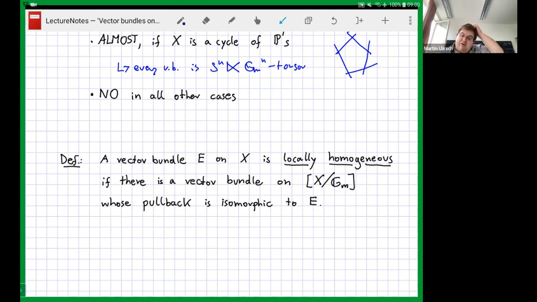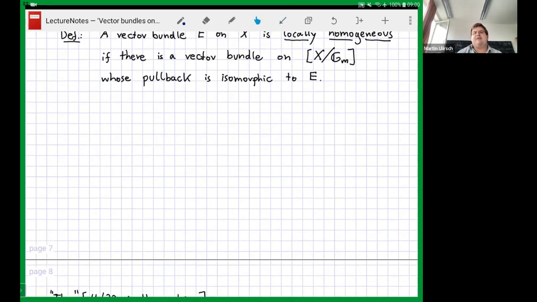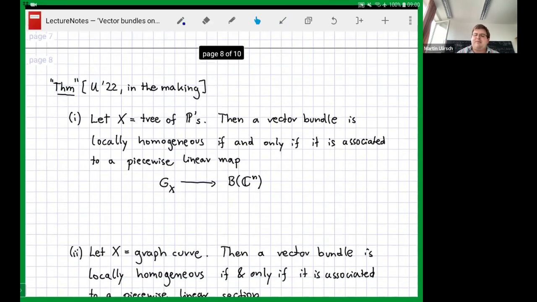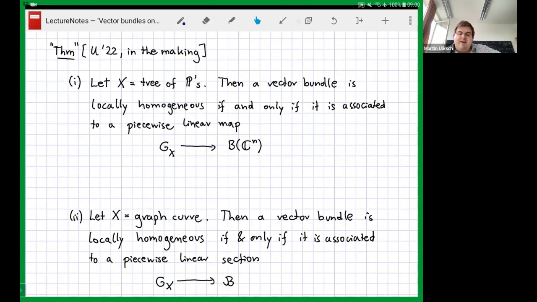And now the good thing is, if you do that, then you have a generalization of the Birkhoff-Grothendieck theorem. I'm calling it a theorem in the making because it's literally in the making, but I'm relatively certain that the statement is true. If X is just a tree of P1s, where Birkhoff-Grothendieck does not work, then a vector bundle is locally homogeneous if and only if it is associated, it's not so simple, but it is associated to a piecewise linear map from the dual graph to the Tits building of C^n, meaning that on each edge you choose an apartment of the Tits building, and get a piecewise linear map.